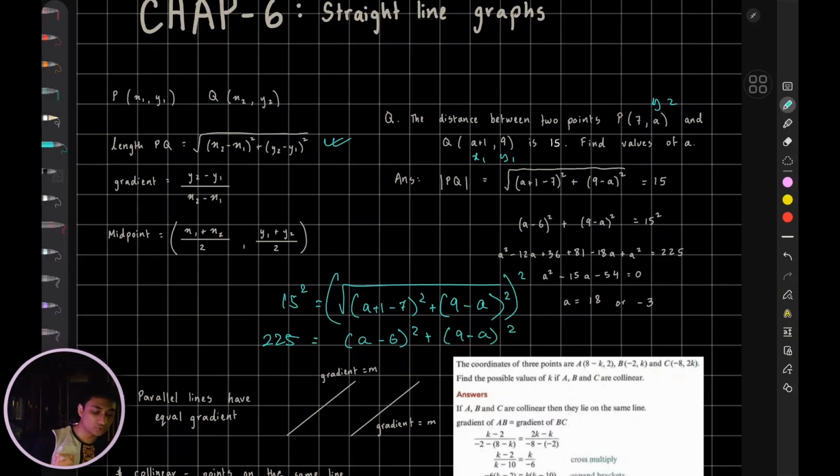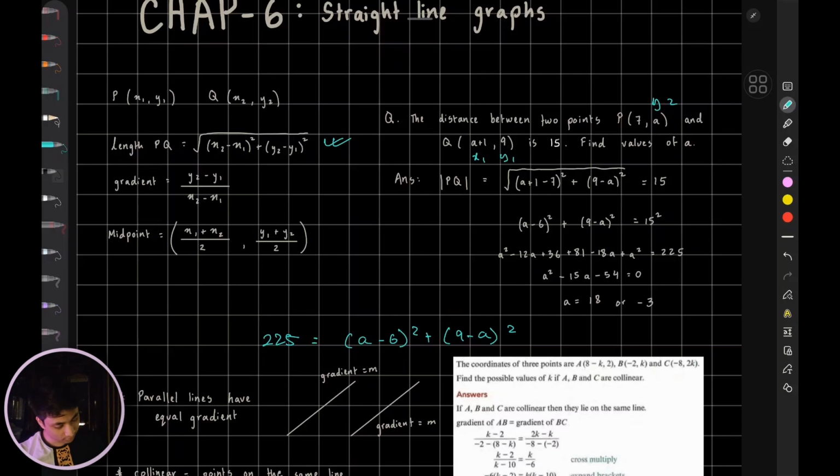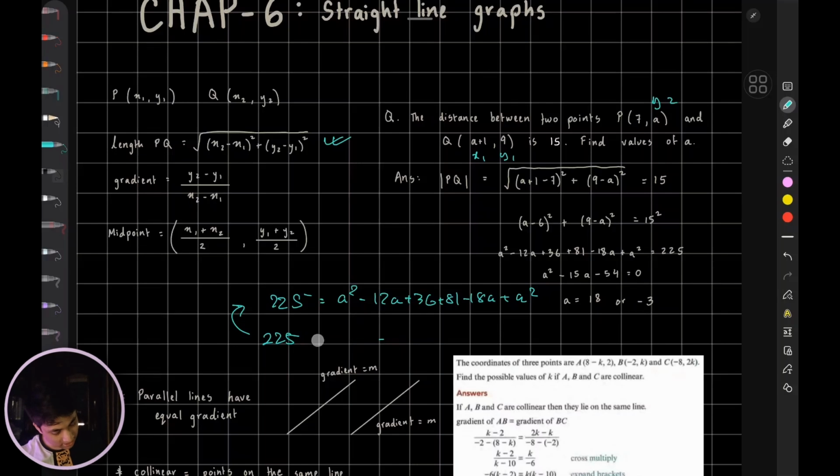Great. Now what you're going to do is open the bracket, that is, carry out simplification. And you're going to find the answer as 225 is equal to a square minus 12a plus 36 plus 81 minus 18a plus a square. Well, now just make 0 the subject. You'll get a quadratic equation. So it's going to be a square minus 15a minus 54. Now, this is why in the question they had said find the values of a. So basically, there are two possible values of a for which the distance between PQ is going to be 15.